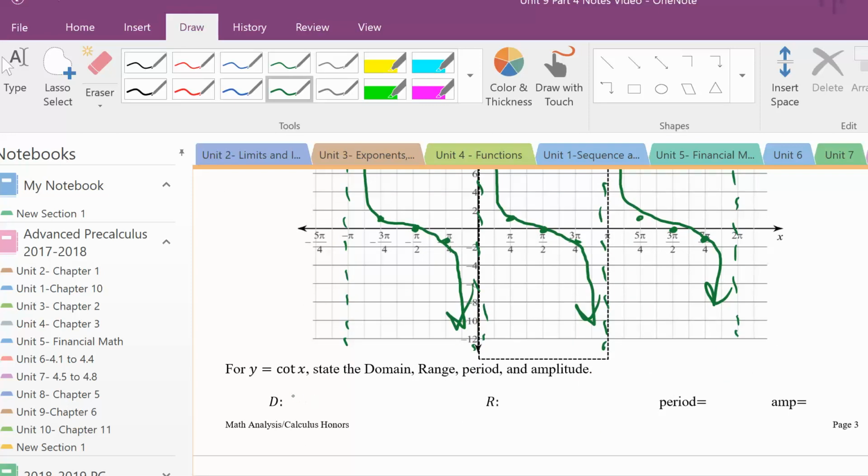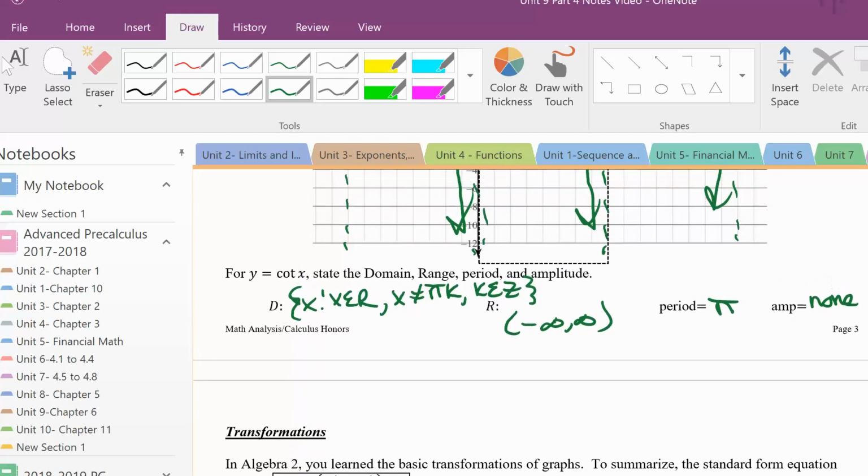The domain is x such that x is a real number. However, x cannot equal multiples of pi, starting with 0 and going to pi, where k is an integer. The range is from negative infinity to infinity. The period is pi, and there's no amplitude. So sine and cosine, remember, are the only ones that have amplitude.